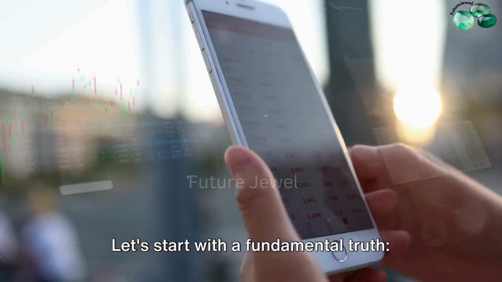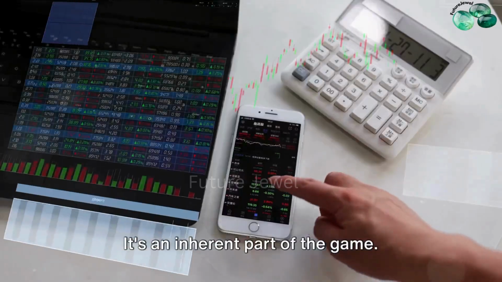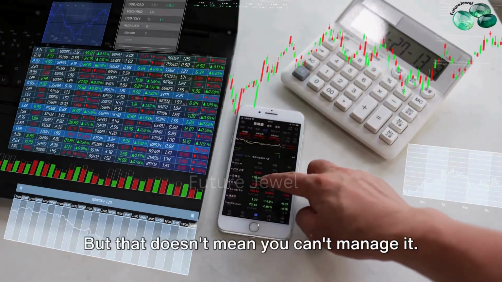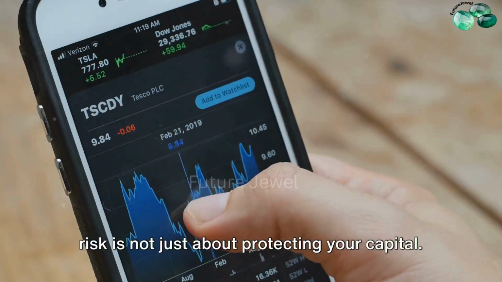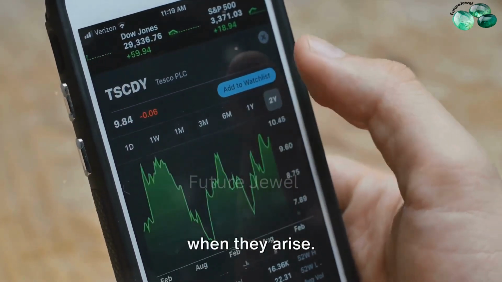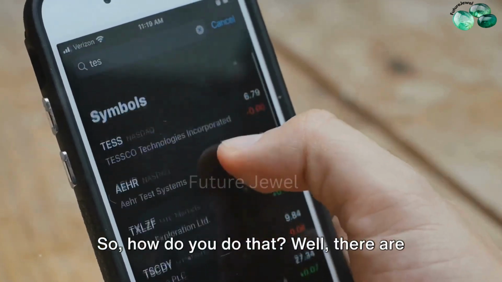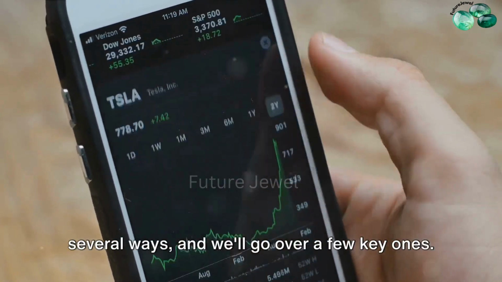Let's start with a fundamental truth. Every trade carries risk. It's an inherent part of the game, but that doesn't mean you can't manage it. And in volatile markets, managing your risk is not just about protecting your capital, it's also about seizing opportunities when they arise. So how do you do that? Well, there are several ways, and we'll go over a few key ones.